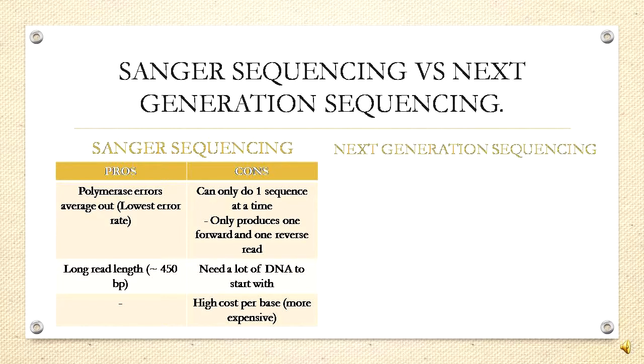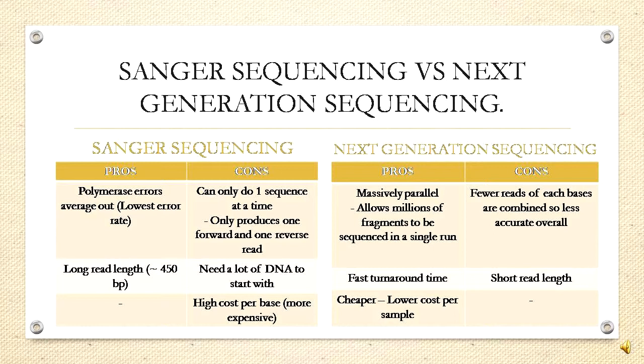On the other hand, for next generation sequencing, the pros are that it can produce massively parallel fragments to be sequenced in a single run. It has a fast turnaround time and it is cheaper. But it can only have few reads of each base that are combined, so it is less accurate overall. And it has a short read length.